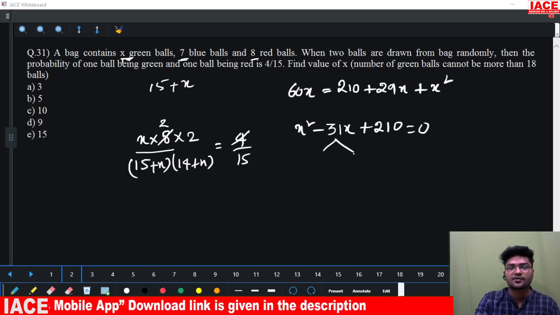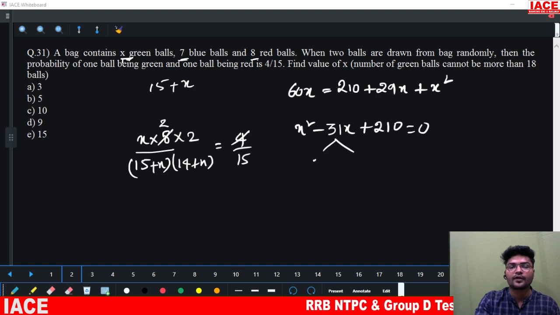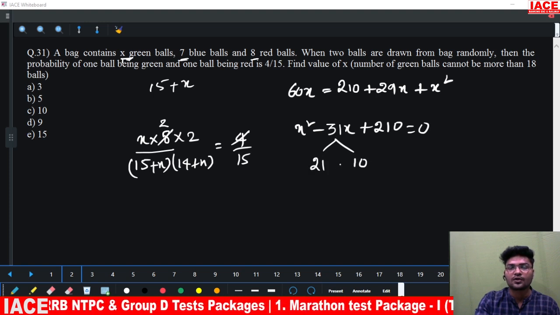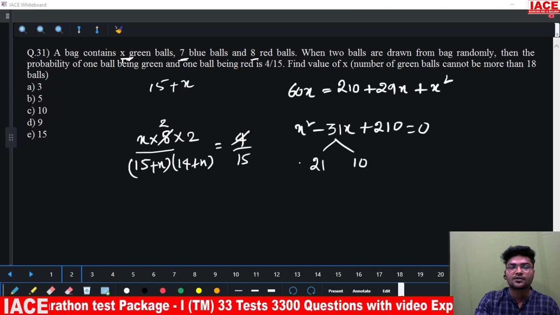Now I have to break this. If I break this, what do I get? 210, how will I get it from 31? 21 into 10 is 210. So minus and plus means both the roots are positive.